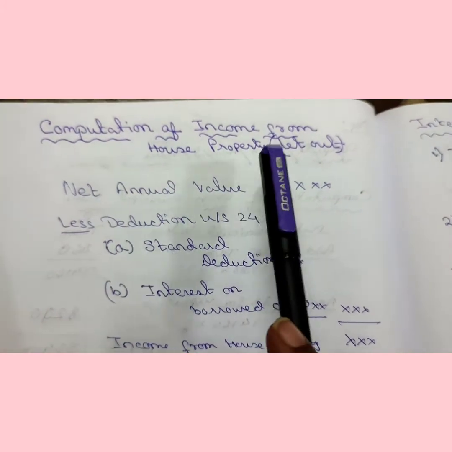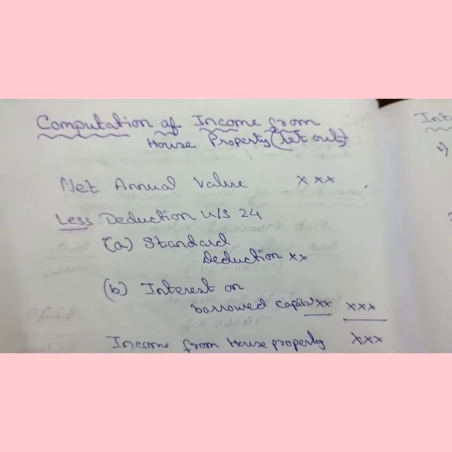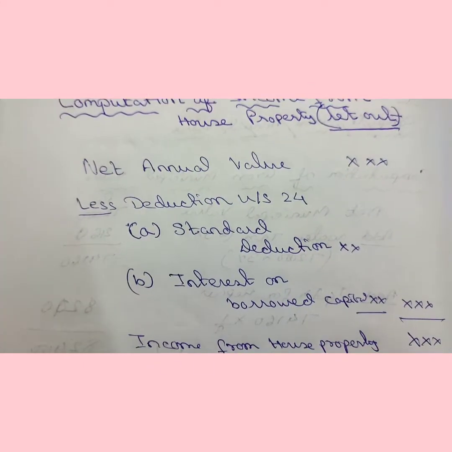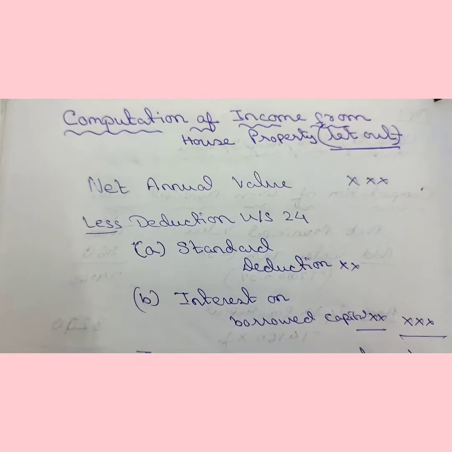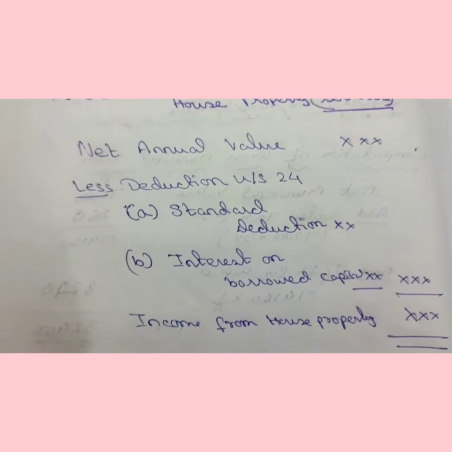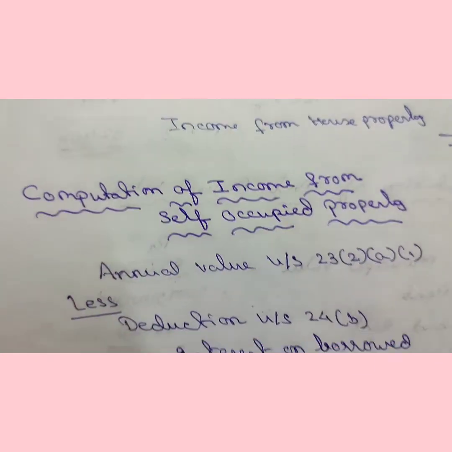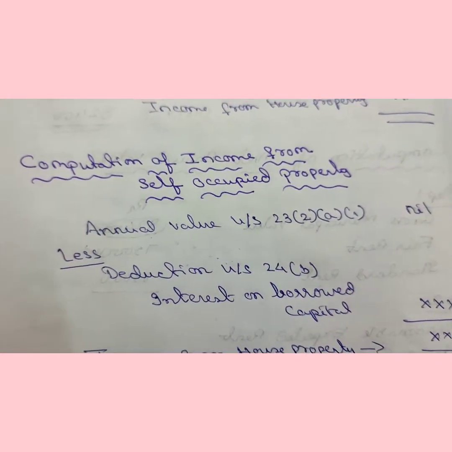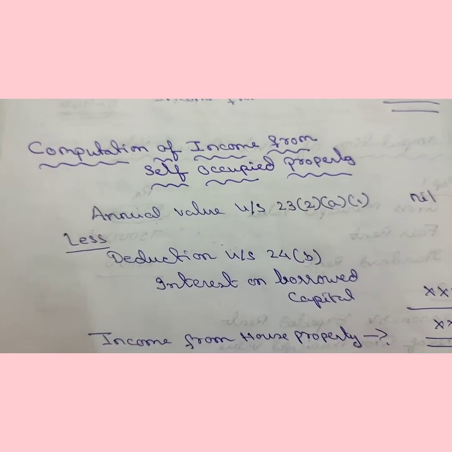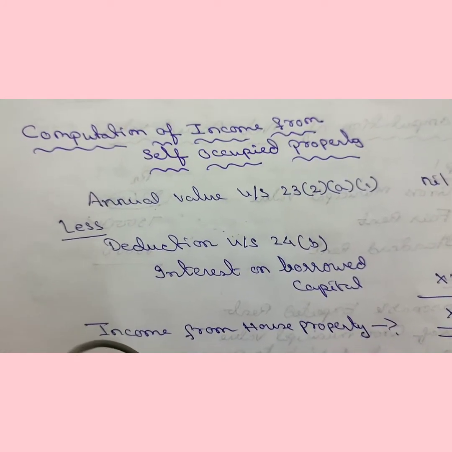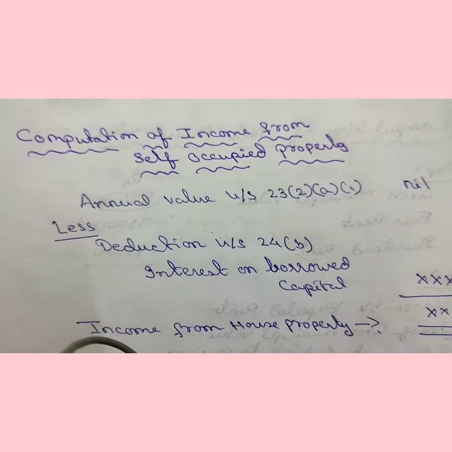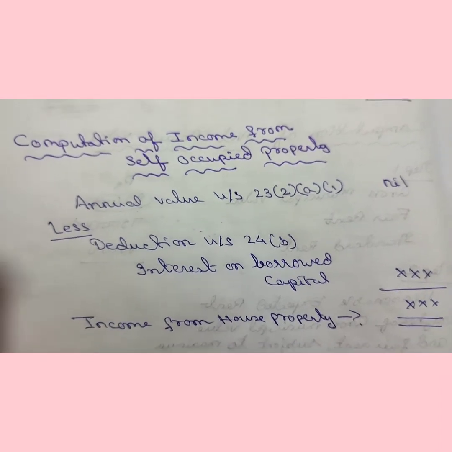This calculation is only for the let out property, মানে যে বাড়িটা ভাড়া দেওয়া হয়েছে। It may be for residential purpose, it may be for business purpose, but the house is let out. Now there is another type of house, that is self-occupied property. Self-occupied means the owner of the house resides in his house throughout the year. You have to remember this, throughout the year.